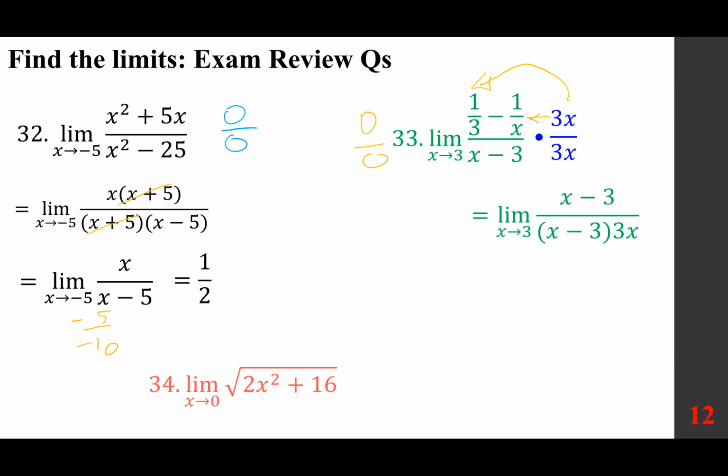The denominator, we don't touch it. These two cancel each other. We get 1 over 3x. And of course, if you plug in now, you get 1 over 9.